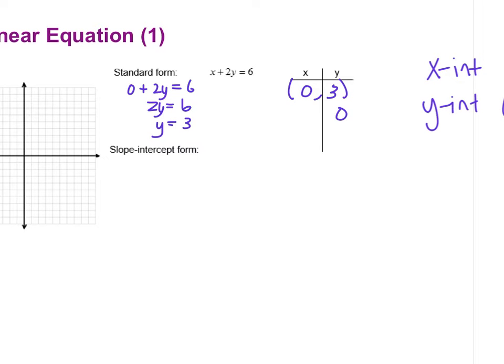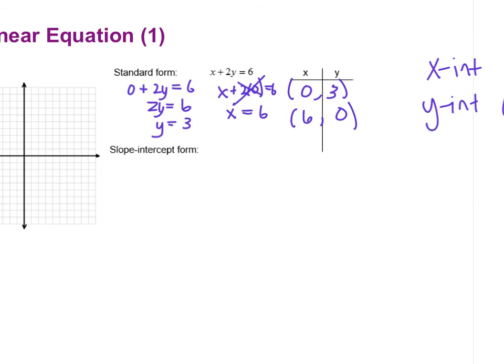Second one is make the y a 0, so it's going to be x plus 2 times 0 equals 6. That 2 times 0 is 0, so that just cancels away, leaving you with x equal to 6. So the x is a 6, the y was a 0, and there's our ordered pair.